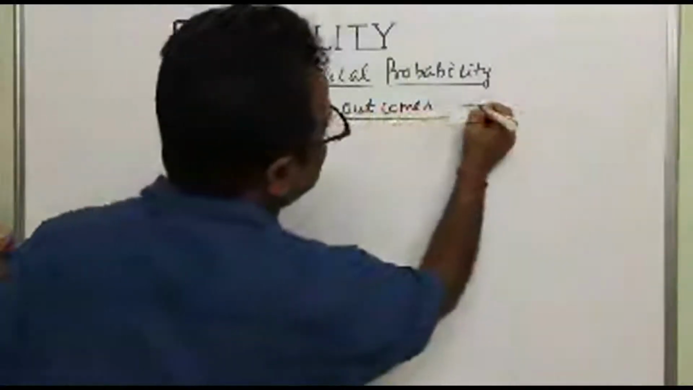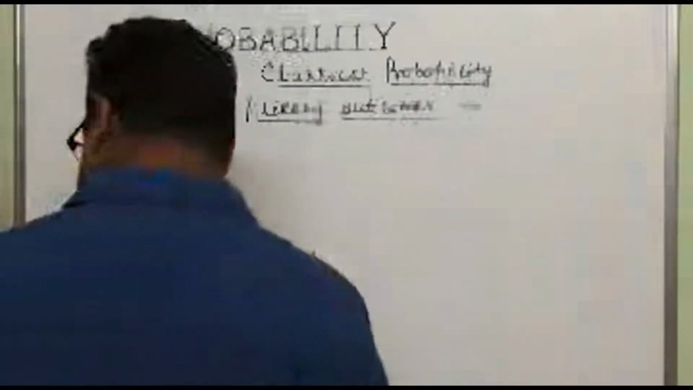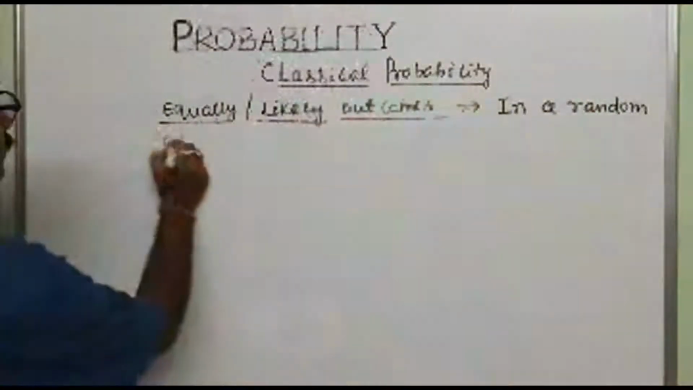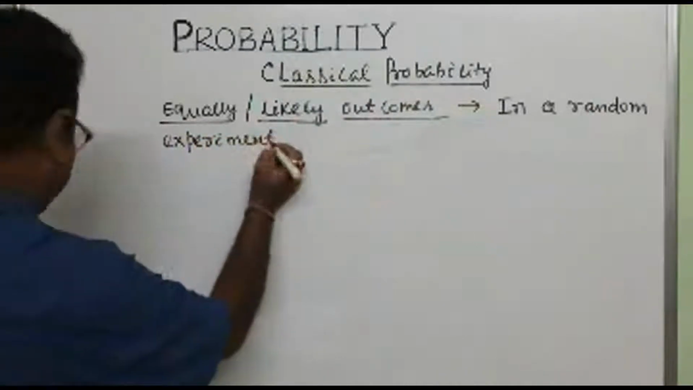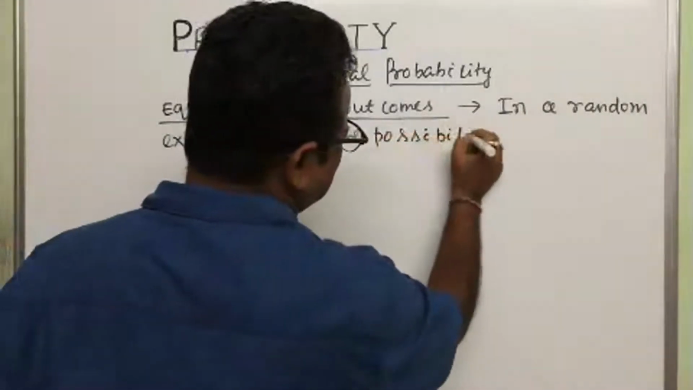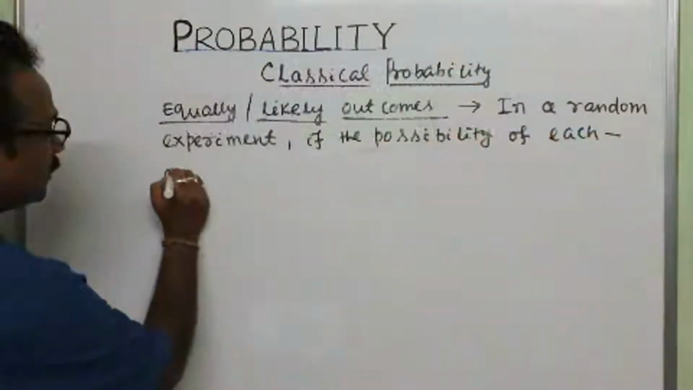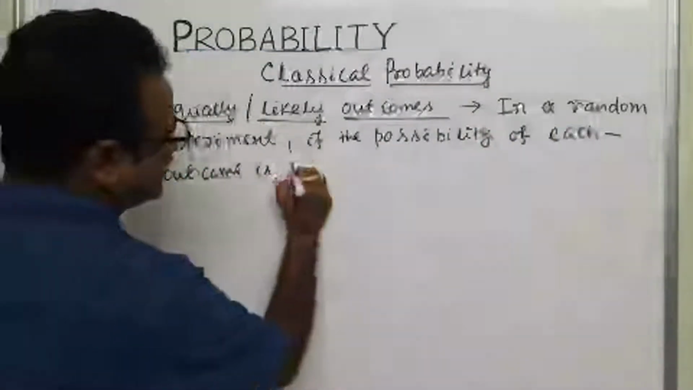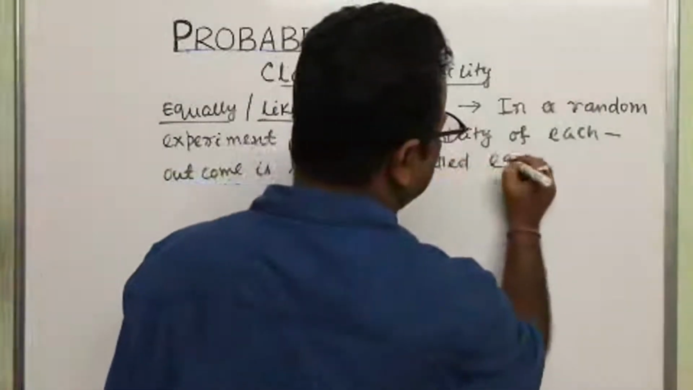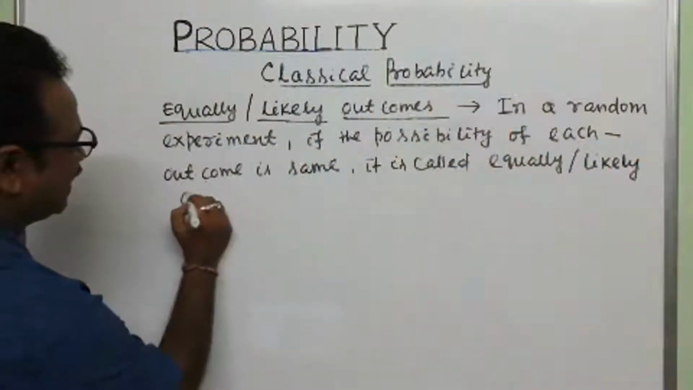Equally likely outcomes. In a random experiment, if the possibility of each outcome is the same, it is called equally likely outcomes.